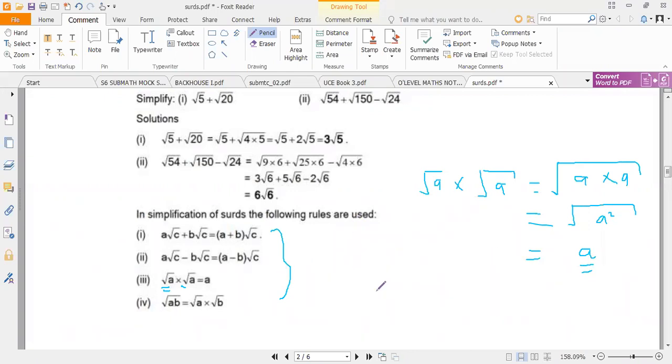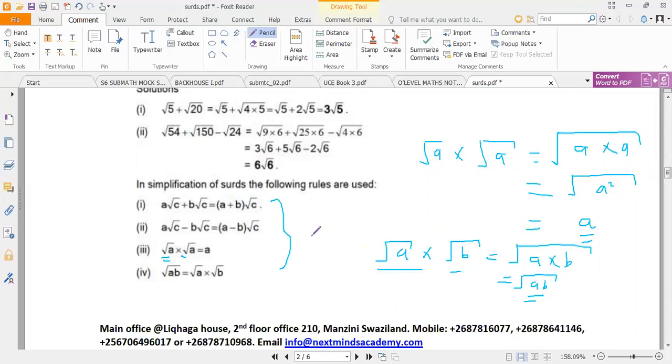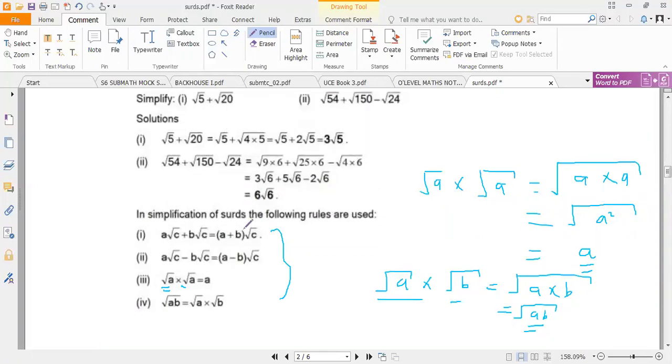Even if it is root A multiplied by root B, what we basically do is we take the square root sign and then we multiply the numbers which are under the square root, and we shall end up having our answer as root of a times b, which is ab. So if you're to go backwards, it is the same. If you are to expand this root ab, it is the same as root of a multiplied by root of b.